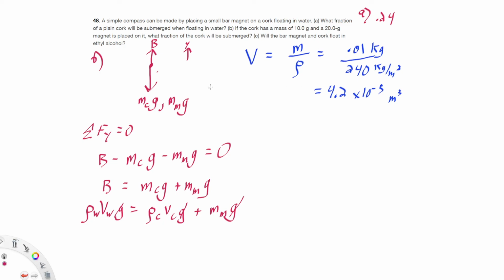Wait, how did you get your numbers, like 0.01 and 240? So 10 grams is 0.01 kilograms, and then the 240 is just the density from part A. Would we add 0.01 and 20 together? Like 10 and 20? Because that's also exerting force. We're keeping track of the mass of the magnet in the second term on the right-hand side over here. Right. So the mass of the magnet is definitely exerting weight on the cork, but it doesn't have the same density as the cork. Okay, got it. So we're not able to lump it in. So now we can solve for V_W directly.